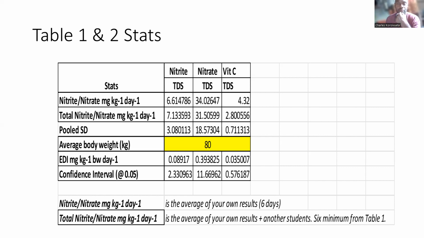The average body weight was 80 kg. The EDI, in mg/kg per day, is 0.08 for nitrite, 0.39 for nitrate, and 0.035 for vitamin C, and the confidence interval at 0.05 is 2.33 for nitrite, 11.66 for nitrate, and 0.57 for vitamin C.